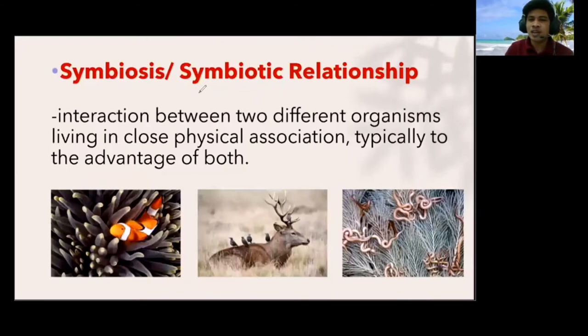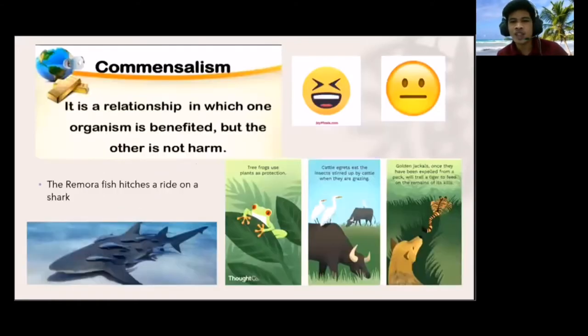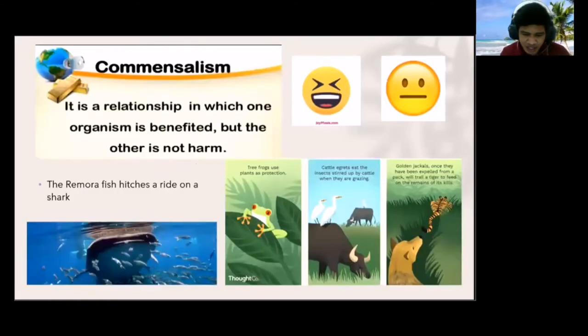So these are two ecological relationships. The next kind of relationship is called symbiotic relationship, or symbiosis. There are three of them: commensalism, mutualism, and parasitism. These three are called symbiotic relationships or symbiosis, meaning they have close physical association with each other. Let us have the first one, commensalism.